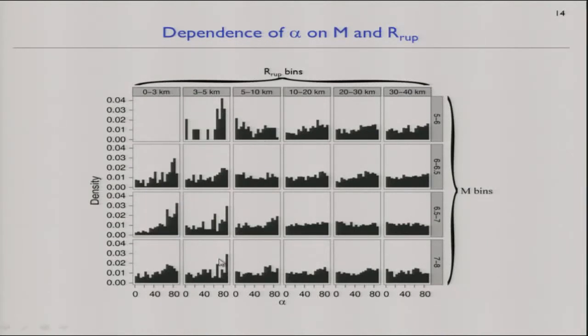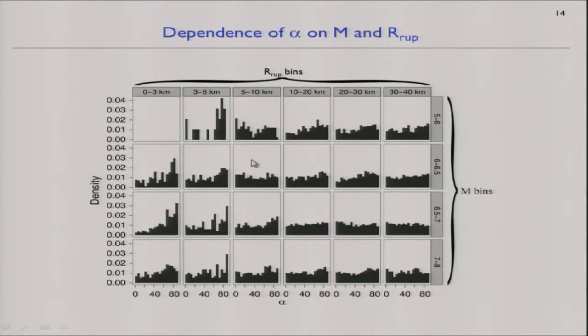So these are histograms versus alpha. Each one of these plots, the x-axis is alpha running from 0 to 90, so 0 is strike parallel, 90 is strike normal. Each one of these panes is an individual pairing of closest distance and magnitude. So up here we have magnitudes from 5 to 6 and closest distances from 0 to 3 kilometers, so there are no observations in that bin. Going down to the lower right, distances of 30 to 40 kilometers from magnitude 7 to 8 earthquakes. We were looking at various magnitude-distance combinations. Is there a tendency towards preferential orientations?